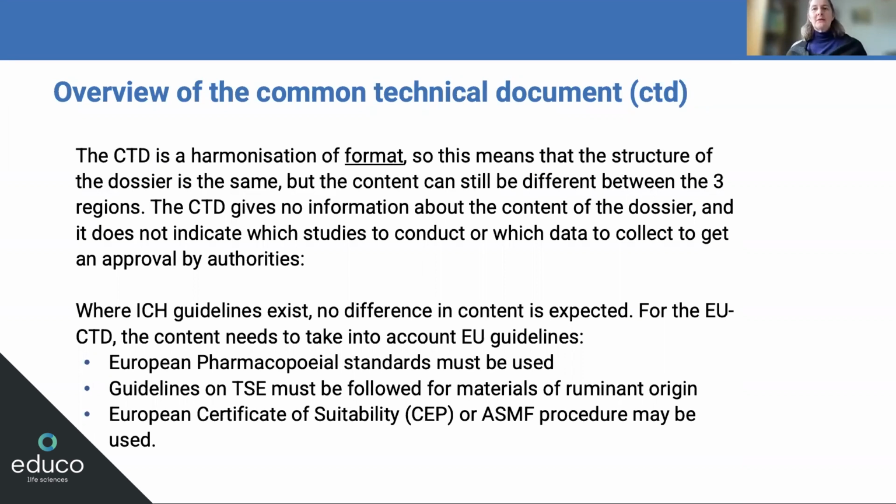So for these kind of content, you need to refer to the guidelines or to the regional legislation. And where ICH guidelines exist, you should not expect any difference in content, but you still have some specificities. For example, for the European CTD, you need to take into account European guidelines. So you need to refer to the European Pharmacopoeia, not USP or BP or another one. You need to follow the guidelines on BSE, TSE. And if your API is covered by a CEP, this is where you can provide the European Certificate of Suitability or using the active substance master file procedure. So keep in mind that it's a harmonization of format, not a harmonization of content.